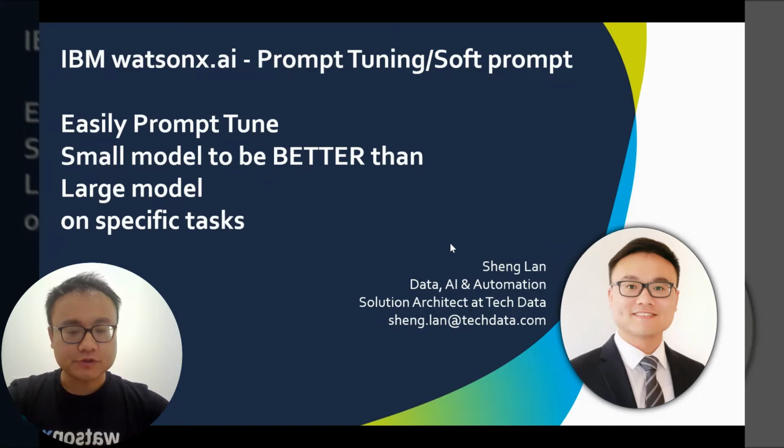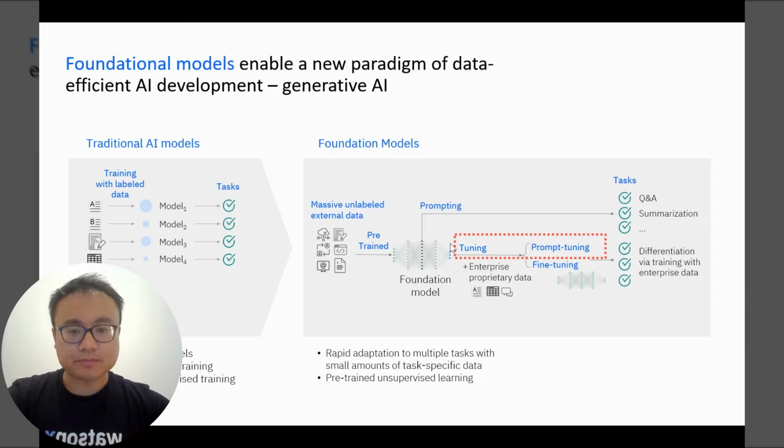Today I want to introduce one of my favorite features in IBM watsonx.ai, which is Tune Studio, where we can easily prompt tune a small model to outperform a large model on a specific task. So what is prompt tuning? Prompt tuning is also known as soft prompt.